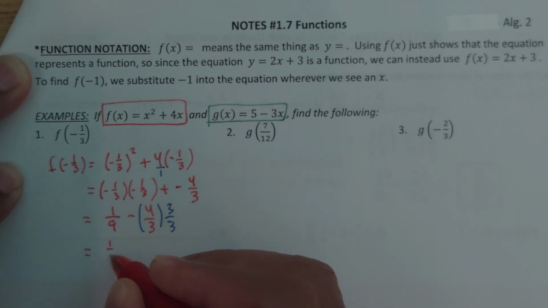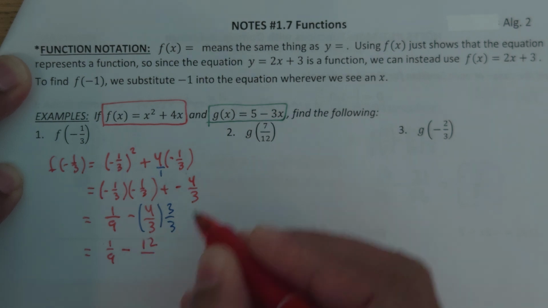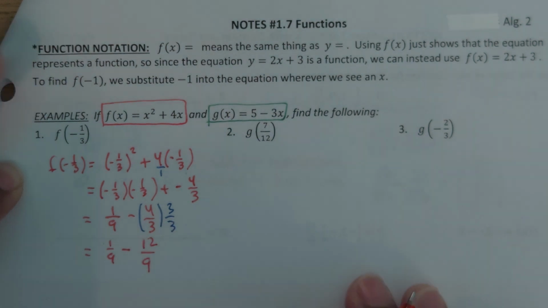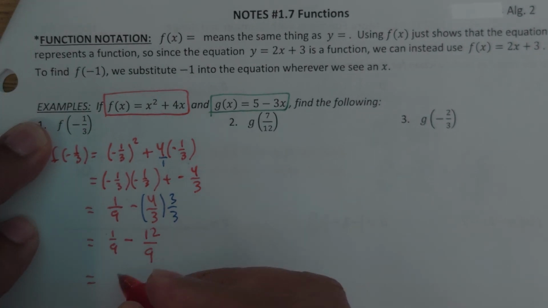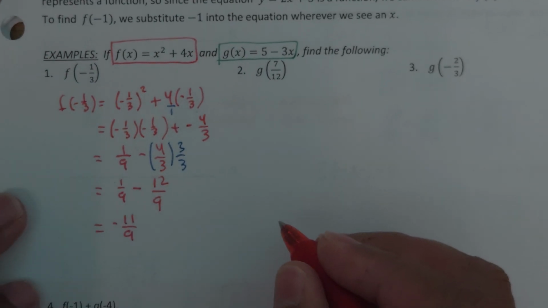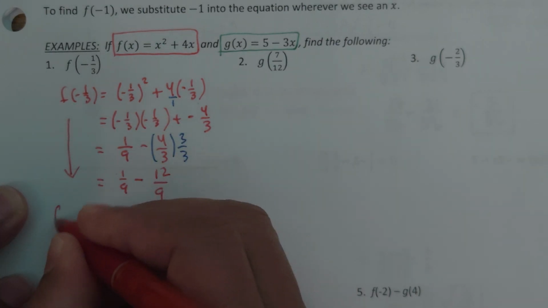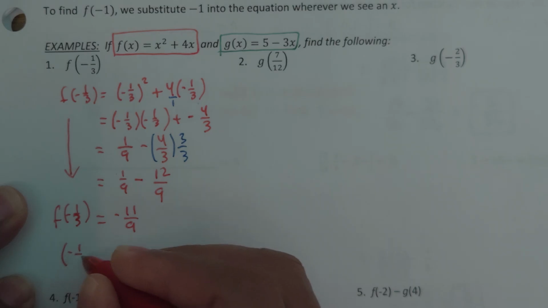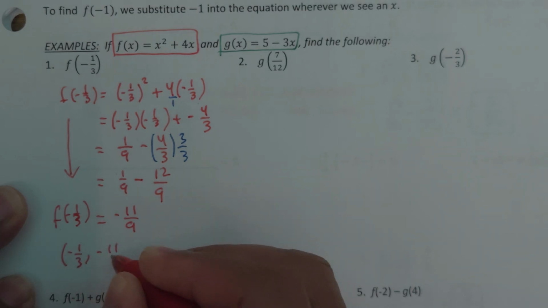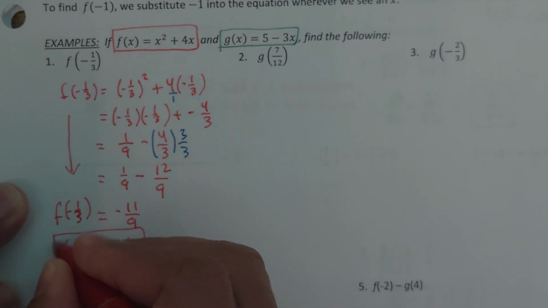So then this becomes 1 over 9 minus 4 times 3. That's a 12. And 3 times 3, that's a 9. Now we have the same denominator, right? So then all we have to do is combine the numerators. So then this is negative 11/9. So when x is negative 1/3, so this is f of negative 1/3, when x is negative 1/3, y is negative 11/9. So this is the answer to that problem.